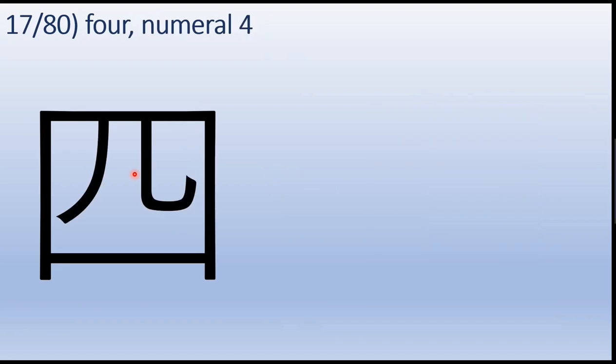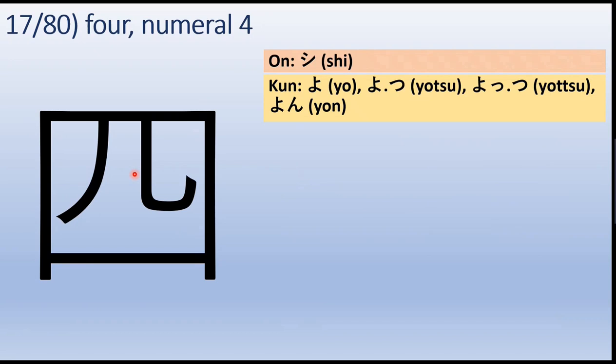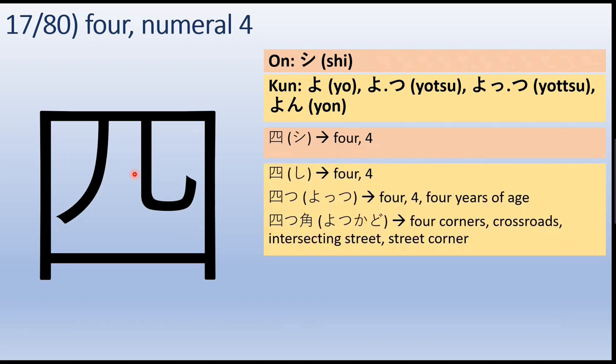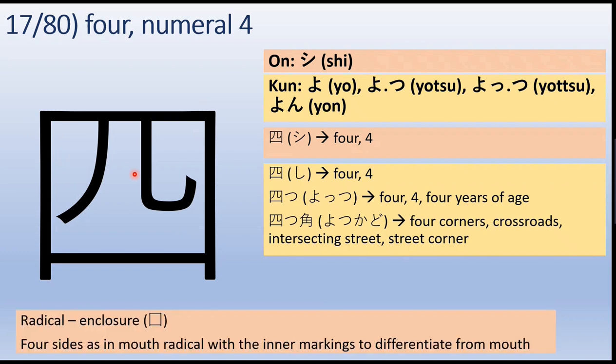The 17th one is numeral 4. It is called shi in On'yomi and yon in Kun'yomi. Also yo, yotsu are also used at relevant places. So it represents 4. When it is called yotsu, it basically represents 4 years of age. We have yotsu kado, which means 4 corners or crossroads, intersecting street or the street corner.